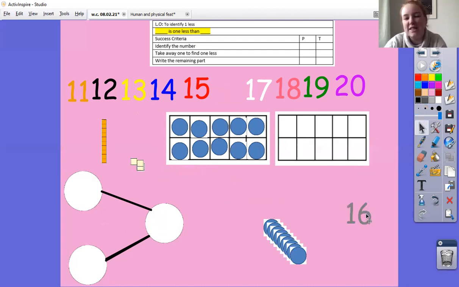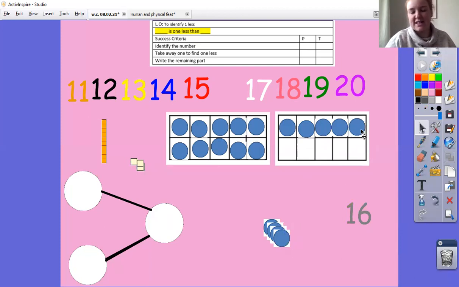What number is this? Like I said, this number has 10 and 6 ones. So 10 and 6 ones, the whole is 16. So I'm going to represent that in my tens frame. So I've got 10 here. And then how many ones do I need? I need 6 ones. Fantastic. So now I've got 10, which is represented by my 10 here, and 6 ones, which is represented by my 6 ones here. Fantastic.